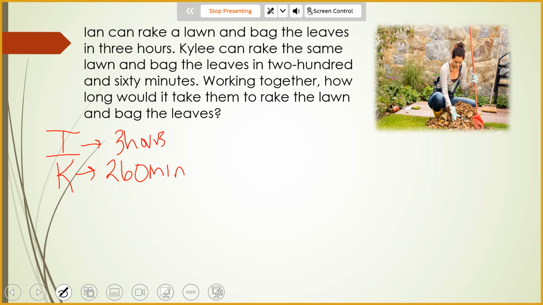Now, I need to ensure that I'm using the exact same units, but I have a choice. I can either make them both into minutes or both into hours. There's no wrong answer for this particular problem. I definitely think it'd be to our advantage to quickly put 3 hours into minutes because I know 1 hour is 60 minutes. 60 plus 60 plus 60 is equivalent to 180 minutes.